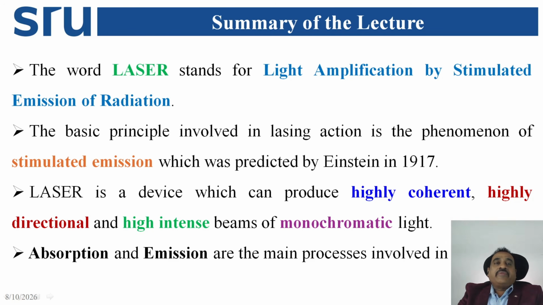So coming to the summary of today's lecture. Let us quickly summarize today's lecture. We started with absorption in this lecture. In absorption, an atom takes energy from an incident photon and moves from a lower energy state to a higher energy state. Then we discussed spontaneous emission of radiation in this lecture. Here, an excited atom naturally returns to a lower energy state and emits a photon.